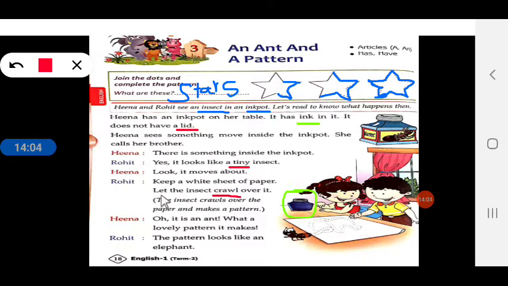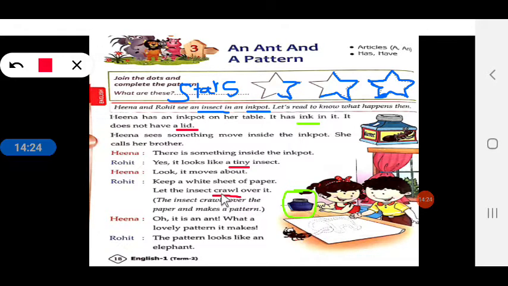So they wanted to take that insect out of that bottle, out of the ink pot, and let that insect move on or travel on this white sheet paper.